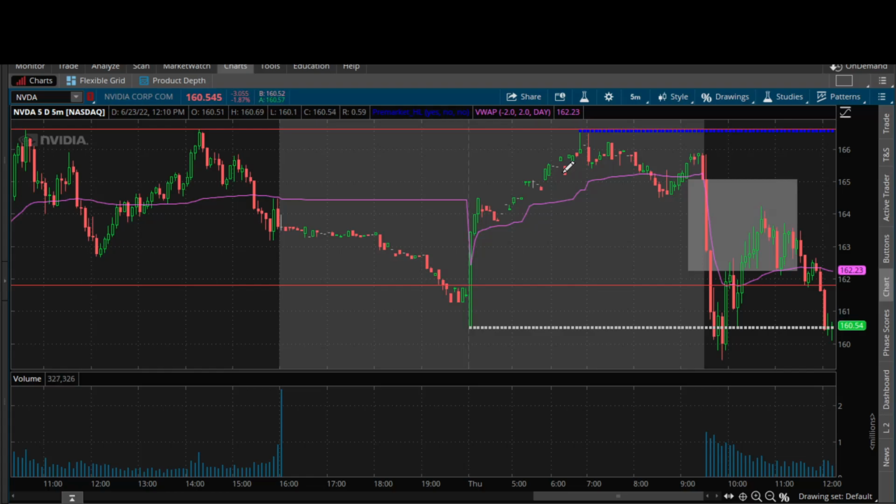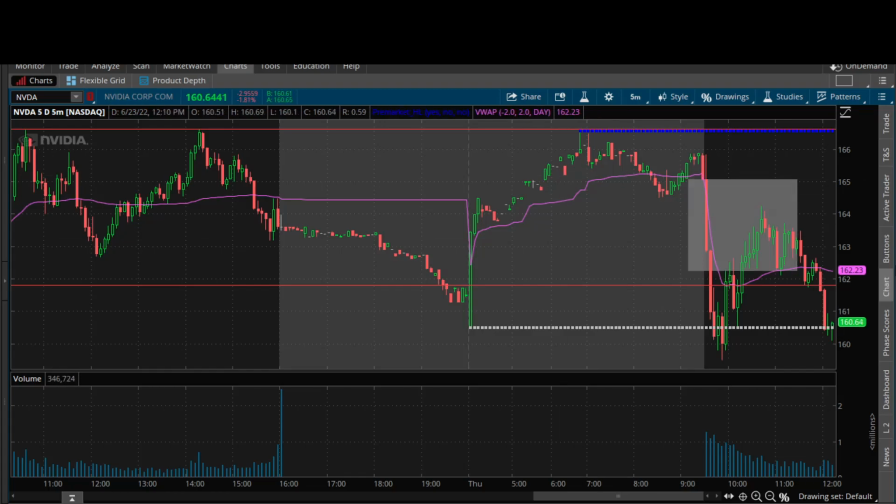So in today's example, I'm just going to be showing large caps. I'm going to use NVIDIA. I actually paper traded NVIDIA today, and I'm going to break down what I saw. So what made me bearish on this, what made me buy puts, where I bought puts. We're going to break down everything.